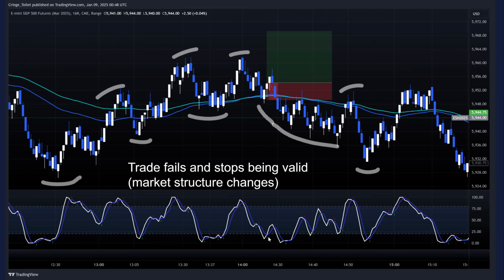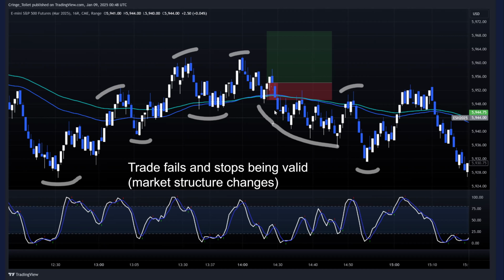So the stochastic resets and gets back in the oversold area, and we get a cross, which is valid. If this area puts in a low, it's still higher than the low that came before it, so it would be considered a higher low. So we get the cross and we enter the trade, but we get stopped out. In the process of getting stopped out, price pushes lower and gets to be lower than the low that came before this area in market structure.